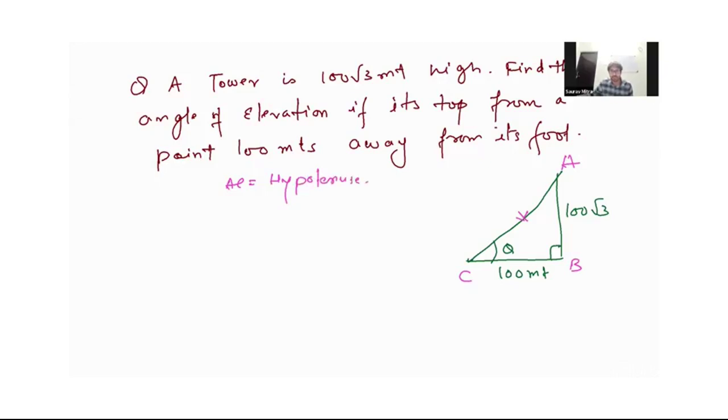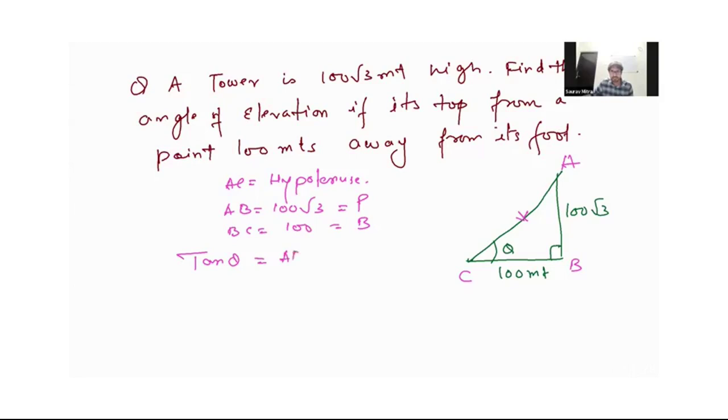Okay, your AC is the hypotenuse, and since our consideration angle is theta, the side opposite to the consideration angle is your AB, which is 100 root 3. This will be your perpendicular, and BC, which is 100, is your base. So we will apply the formula tan theta here. The trigonometric ratio tan theta will be suitable because both values, P upon B, are given here.